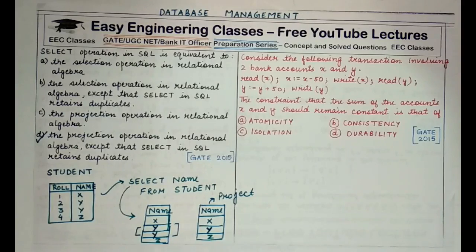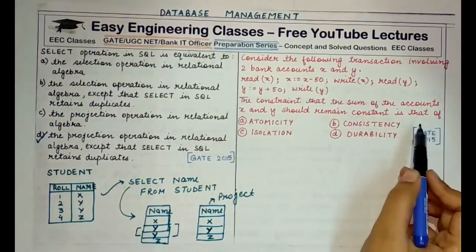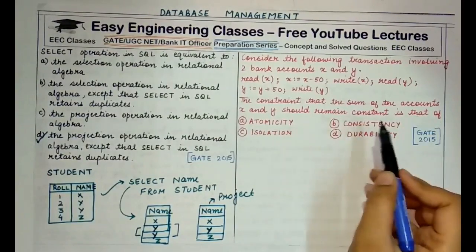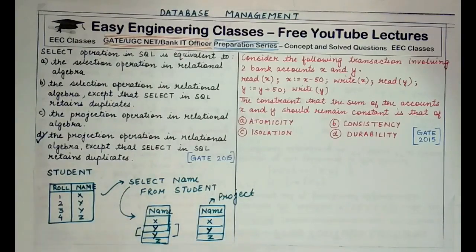Now coming to the next question. The next question is, consider the following transaction involving two bank accounts X and Y, and the transaction is: read X, X equal to X minus 50, then write X, then read Y, Y equal to Y plus 50, and write Y. The constraint that the sum of the accounts X and Y should remain constant is that of atomicity, consistency, isolation, or durability. Okay, so we are given a constraint, and the constraint is that the sum of these two values X and Y should remain constant.